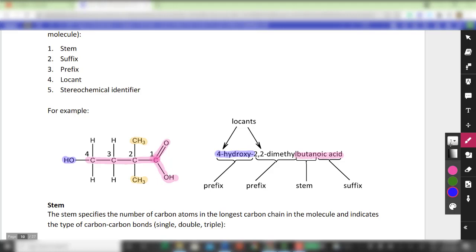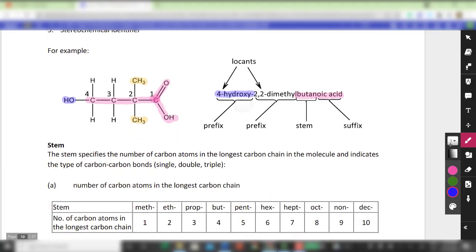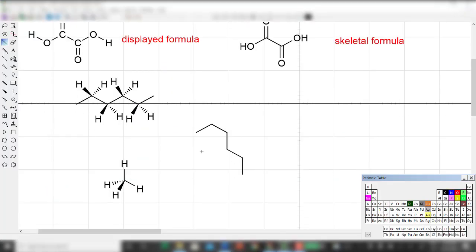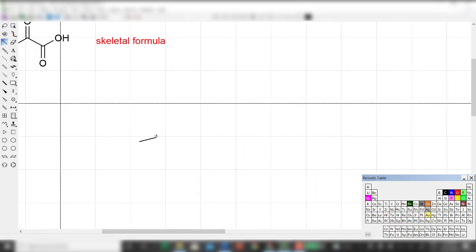Okay, yeah. So if you draw this out in skeletal structure, okay, let me just show you in ChemDraw. Okay, so if you draw this out in skeletal structure, it will look like this.